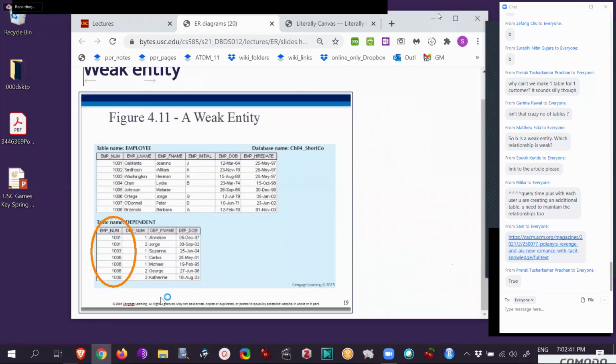On the other hand, to make it a strong entity, what should I do? Well, or maybe a not weak entity. What should I do? What should we change here to make this not be weak anymore? We should change.